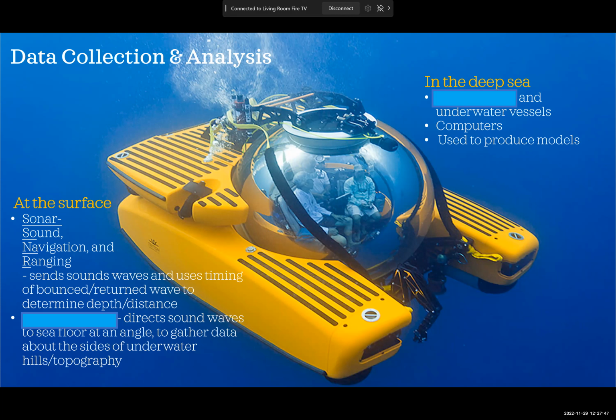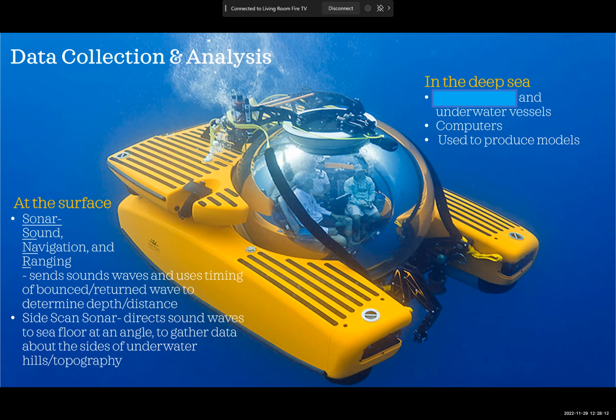So what directs the sound waves to the seafloor at an angle to gather data about the sides of underwater hills and topography? Do we know what that one is? Angled sonar. So it's the side scan sonar. You're really close. So sonar's shooting straight down, and it gives you like an aerial view of the topography.